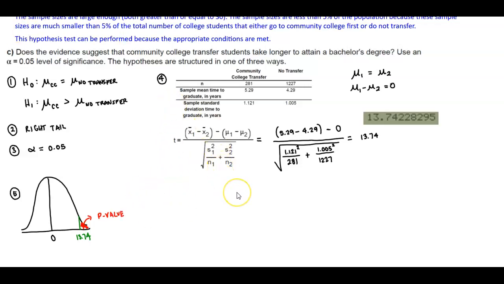So let's go ahead and find the p-value. Now the p-value we can find using the calculator function TCDF, where our lower limit is 13.74, since we're finding the area to the right. So 13.74, and we know that we have 9999, which is the upper limit. Okay, now what are we going to use for the degrees of freedom? Well, we're going to use the smaller of the two sample sizes, which is 281. That is the smaller of the two. And we're going to subtract 1 to get 280.